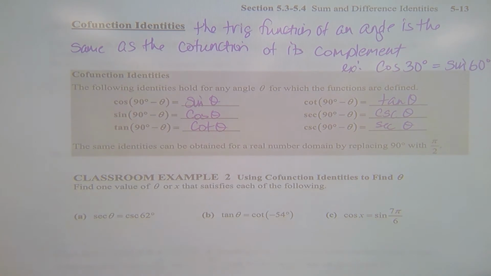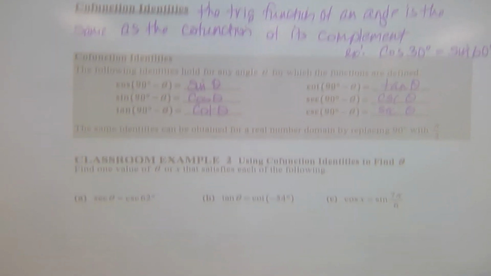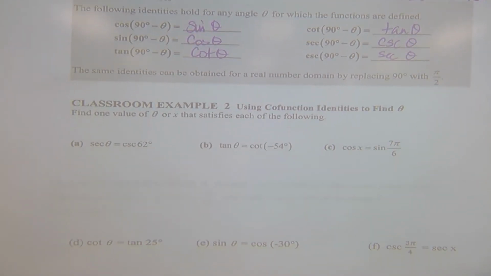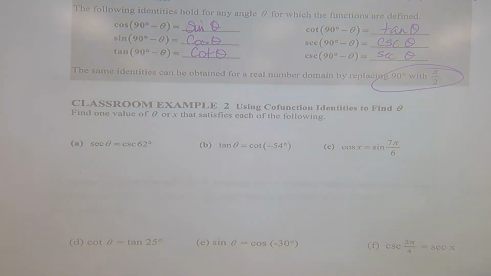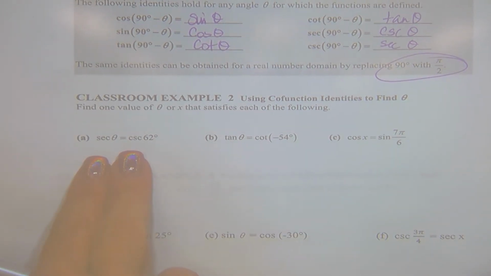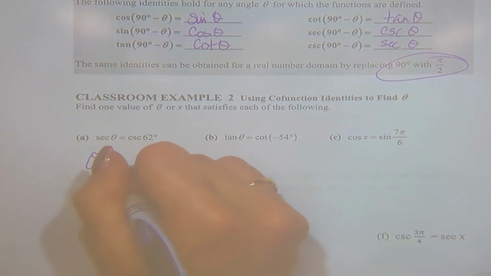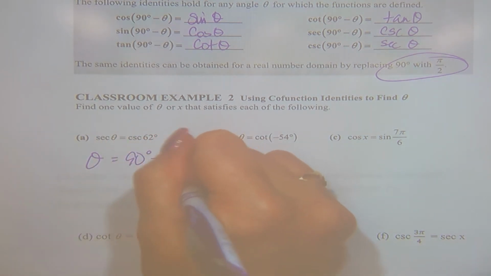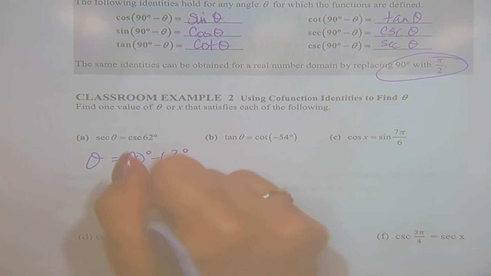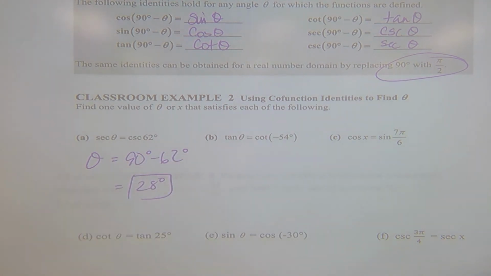So you have to do two things. You have to identify the cofunction. You have to identify the complement. Notice that I did it in degrees. I could have just as easily replaced 90 degrees with pi half to use radians. All right, for A, secant and cosecant are cofunctions. That means theta is the complement of 62 degrees. 90 minus 62 is 28 degrees. That's the value of theta.